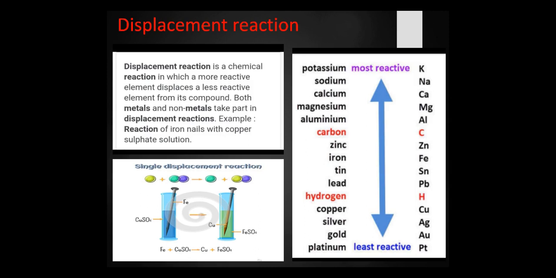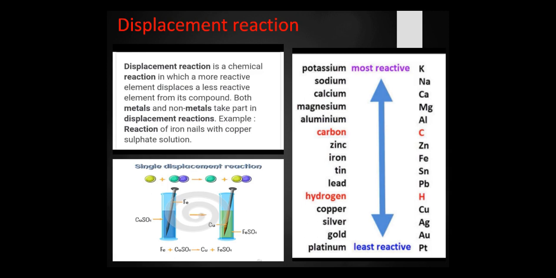Then comes the displacement reaction. A displacement reaction is a chemical reaction in which a more reactive element displaces a less reactive element from its compound. Both metals and non-metals take part in this displacement reaction. Example, reaction of iron nails with copper sulfate solution. We have studied this example in our previous video also. Single displacement reaction, whenever an iron nail is dipped into a solution of copper sulfate, which is blue in color.